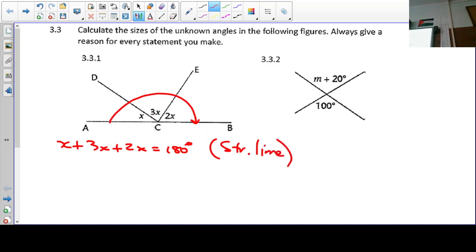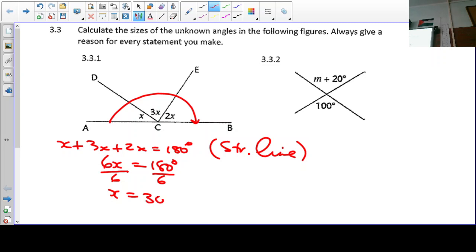People, x plus 3x plus 2x is what? 6x. Not 5. x plus 3x is 4x, and 2x is 6x. People, what do we do now? Divide by 6 both sides. So x equal to 30 degrees. Any confusion there? No. Okay, it's fairly simple. The next one.